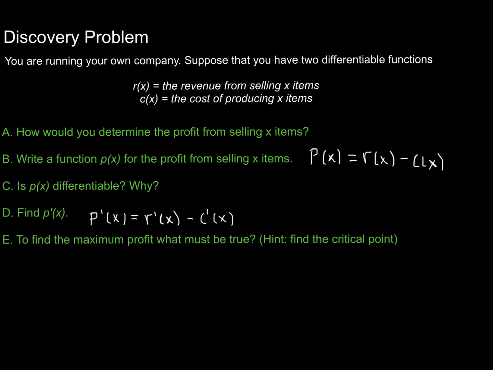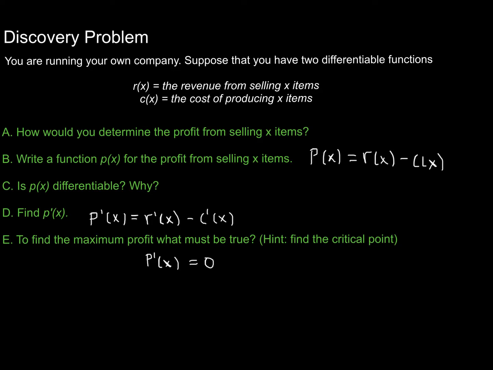Alright, to find the maximum profit now, what must be true? So you're thinking about the profit function, and you want to find a maximum value for your profit function. Well, just thinking about our optimization strategies, if we want to find an absolute maximum for a function, we want to first take our function, find the derivative of it, and find any critical points, because we know that a function will reach an absolute maximum either at a critical point or an endpoint. So if I have my function P of X and I take the derivative of it, which I have done here, to find the critical points, I'm going to set my derivative equal to 0.